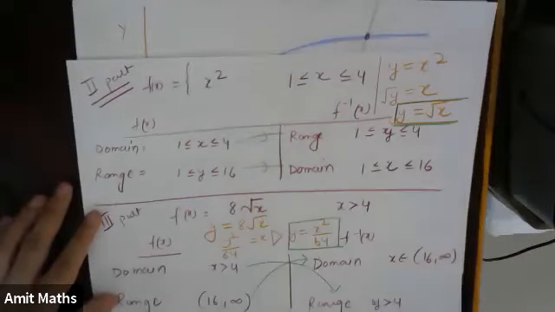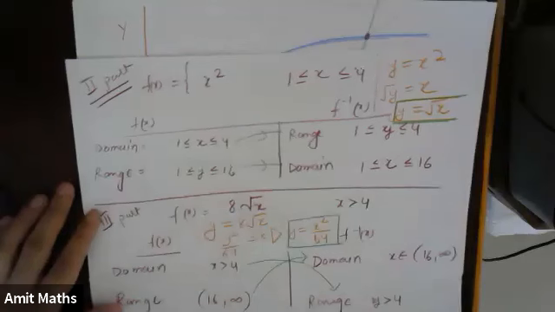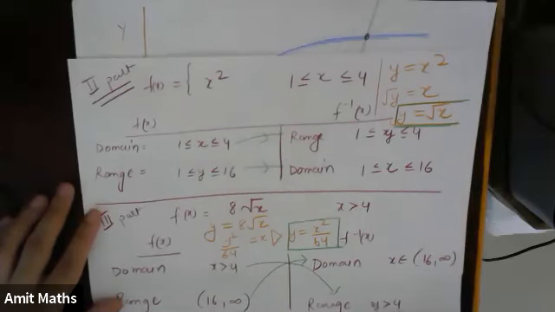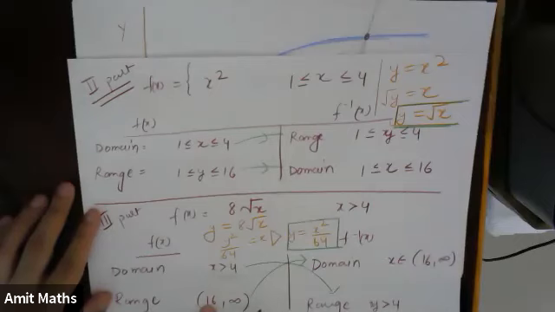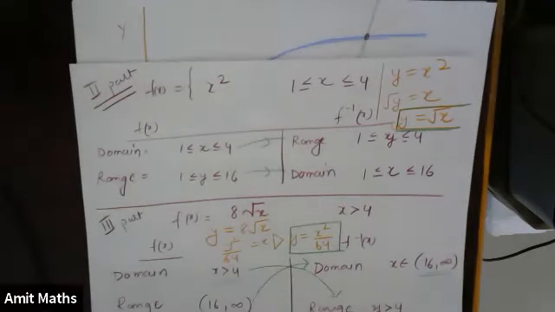Understood? For the third part, we had 8 root x for x greater than 4. So for 8 root x, the domain was x greater than 4. So this will become the range. The range will be greater than 4. The domain was 16 to infinity. So the range was 16 to infinity. The domain will become 16 to infinity. So everything will just get changed.